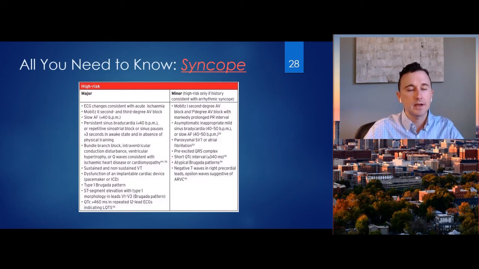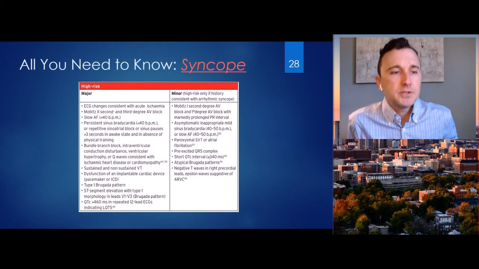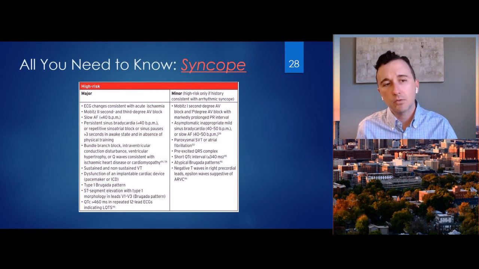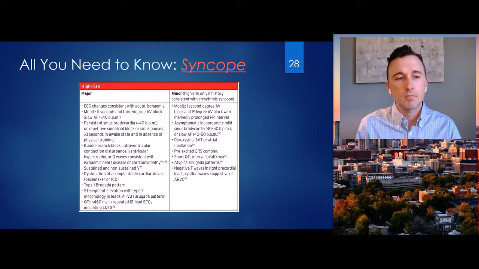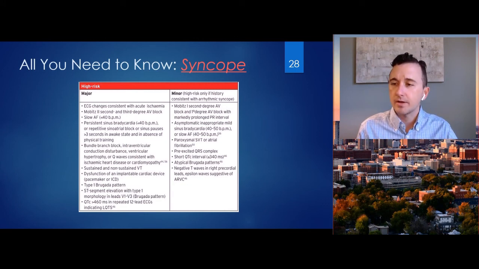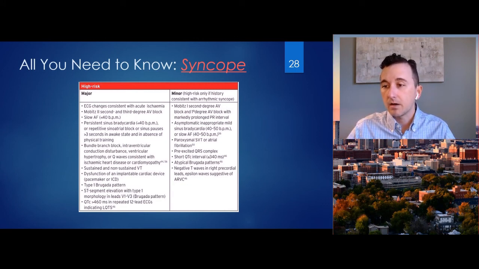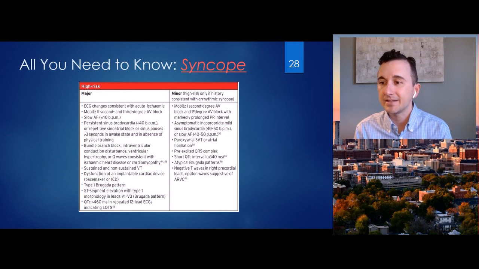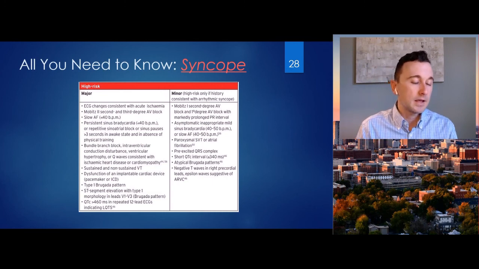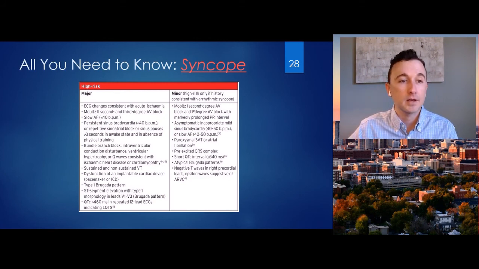And then lastly, we're talking about the EKG. Of course, a normal EKG is low risk. All these things here are associated with higher risk syncope. Now, some of these things are a little nuanced and require a fellowship-trained electrophysiologist to tease out. But as you look through them, these are things that we should be able to pick up, right? This first one, we should be able to pick up acute ischemia. We should be able to pick up heart block. We should be able to pick up sinus bradycardia.